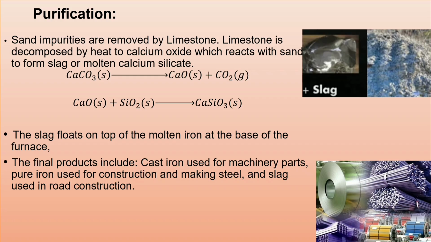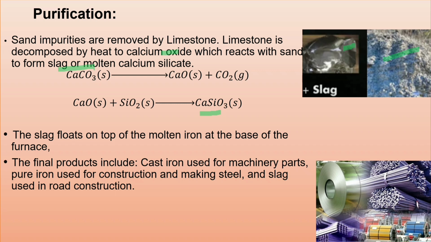Sand impurities are removed by limestone. Limestone is decomposed by heat to calcium oxide, which reacts with sand to form slag or molten calcium silicate, and the calcium silicate or slag is seen in the picture there in the molten form, and when it is dry it looks like that on the right. The slag floats on top of the molten iron at the base of the furnace.